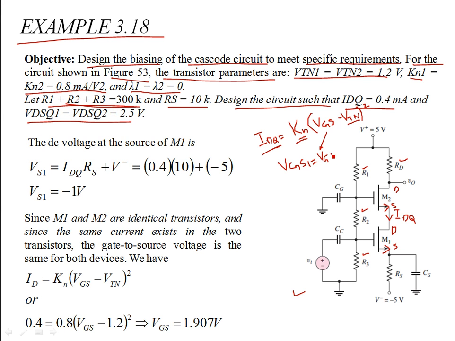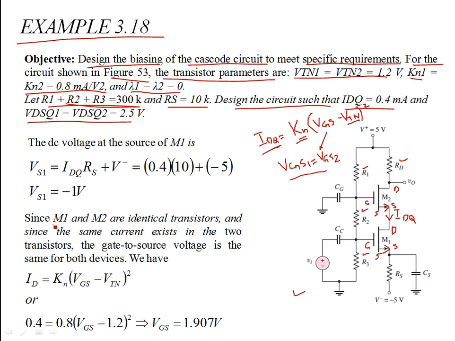Because the transistors are in saturation, your drain current is only depending on the gate source voltage, and this drain current in this configuration is the same for both MOSFETs. The gate source voltage for transistor M2 and the gate source voltage for transistor M1 are the same. Since IDQ is given, we can find VGS very quickly.